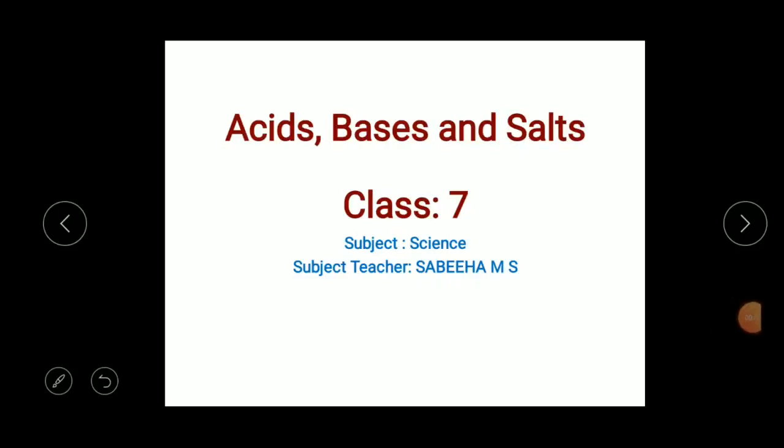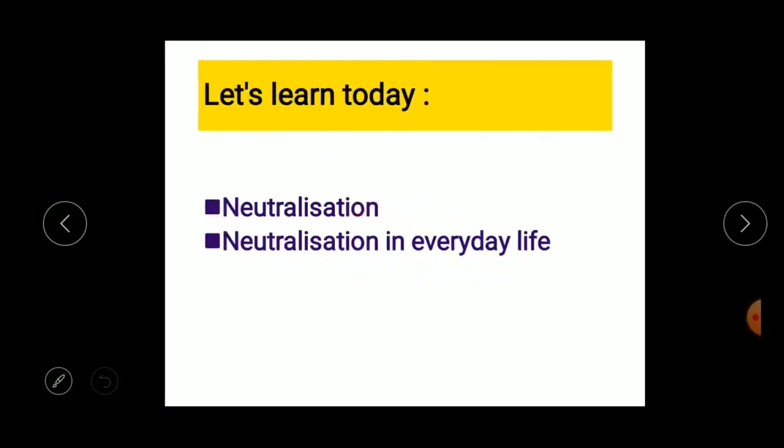Today in this class we are going to study your science fifth lesson, that is acids, bases and salts. In the previous class we studied what acids are, what bases are, and what indicators are, and the types of indicators such as litmus, turmeric and china rose, right? So today we are going to study what salts are. We will deal with certain points: what is neutralization, and neutralization in everyday life. So let us start.